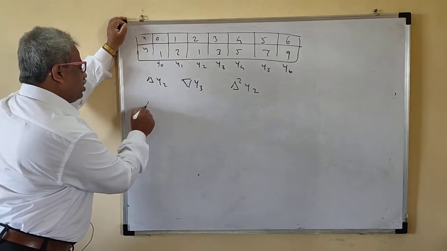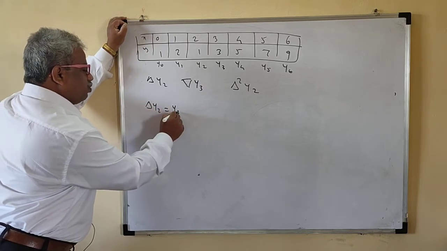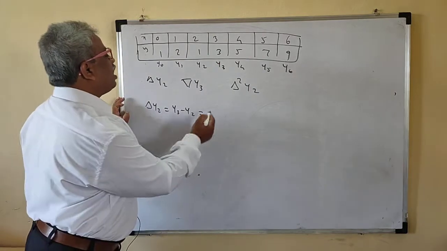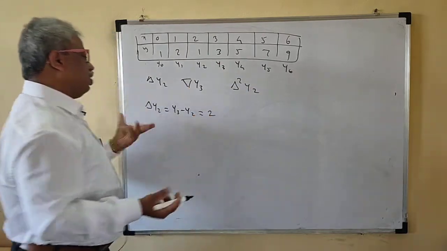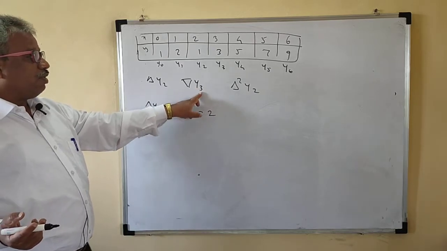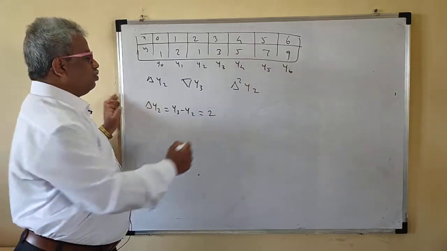So apply the definition now. Then Δy2 is y3 minus y2. What is your y3? y3 is 3. Orally you can do this: 3 minus 1, this is 2. Then Δy3 is y4 minus y3. What is your y4? 5 minus 3.